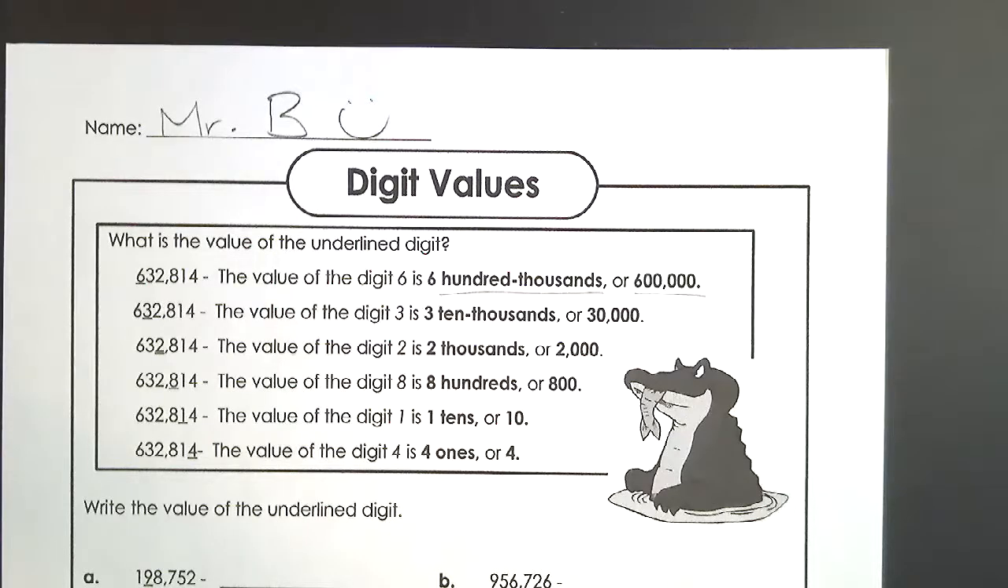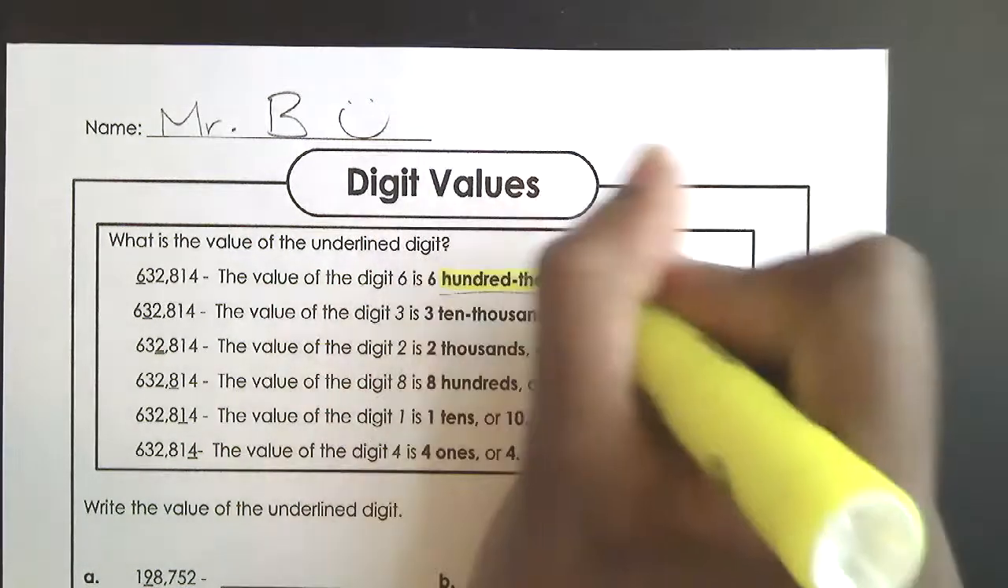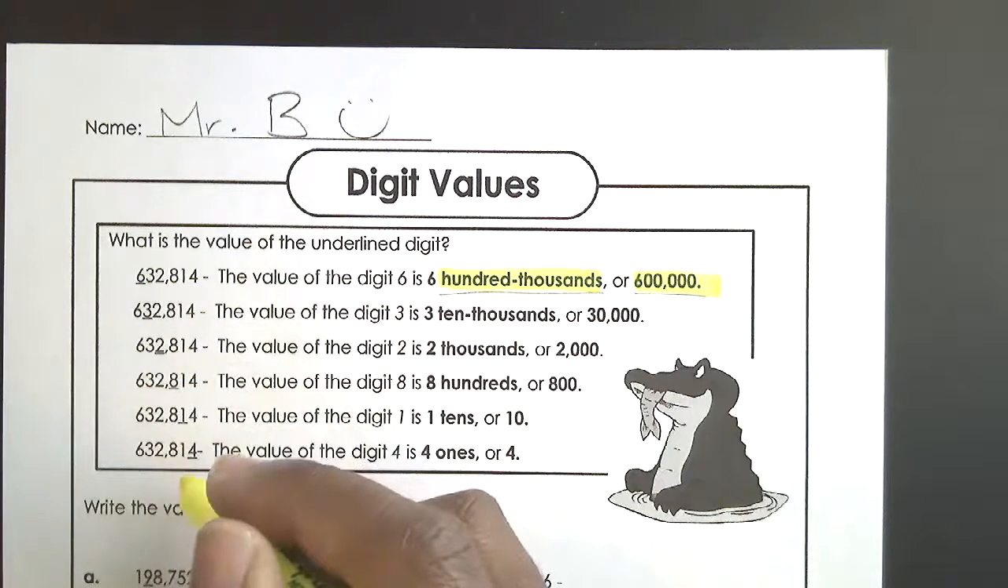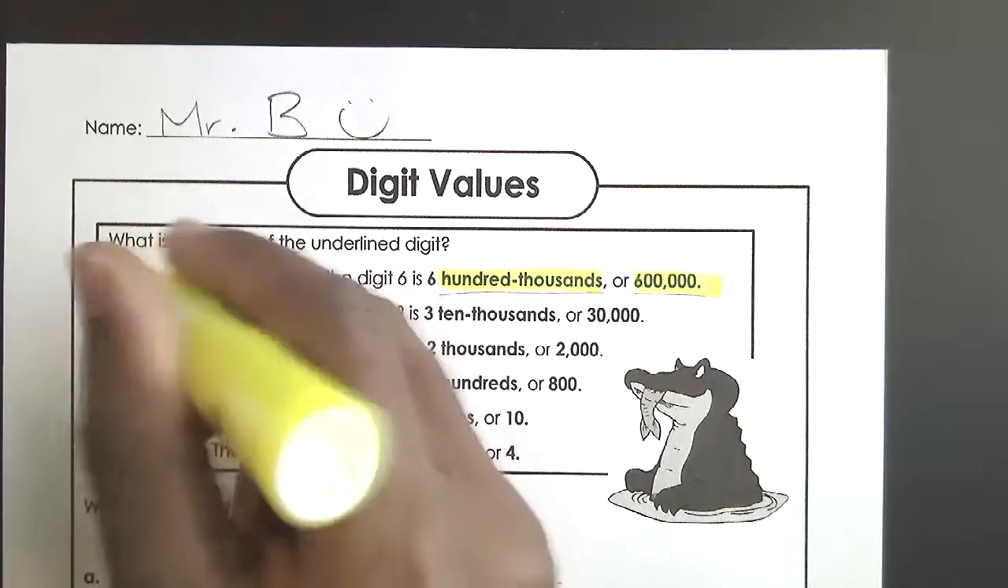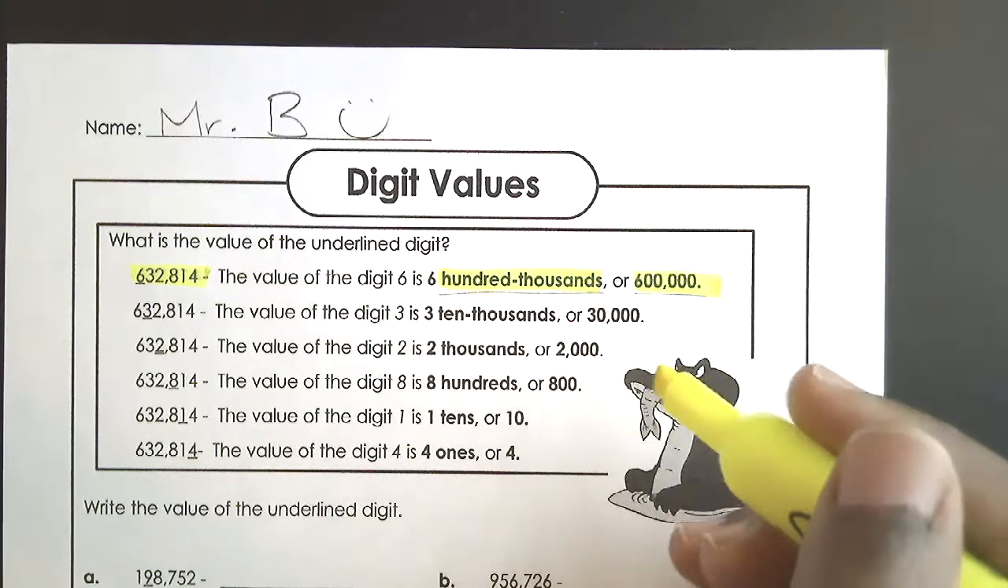All right, so taking a look here, what is the value of the underlined digit? In 632,814, the value of the digit 6 is 600,000, or you could have written 600,000 in expanded form here, okay? I'm just going to highlight a couple of things. Now, next number, the same thing. We're using that same number here for the entire thing. Now we're just making sure that we put out the digit value of each of those numbers, okay?